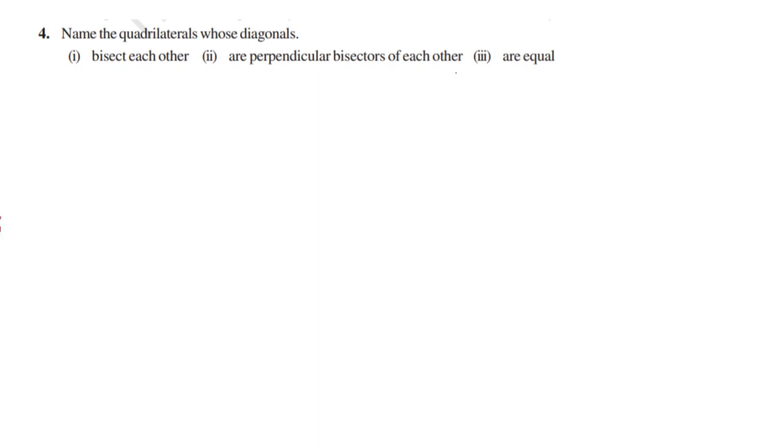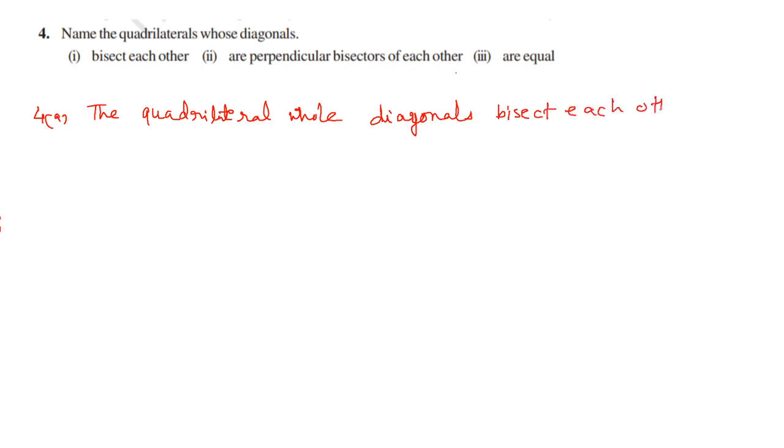Next problem. Now name the quadrilateral whose diagonals bisect each other. Fourth A. The quadrilaterals whose diagonals bisect each other.